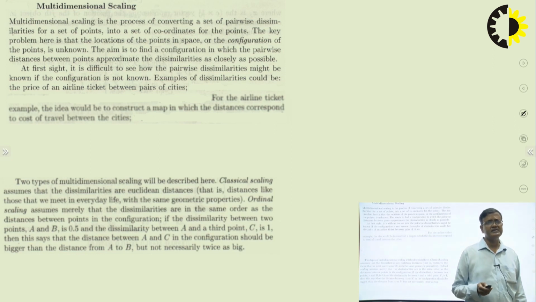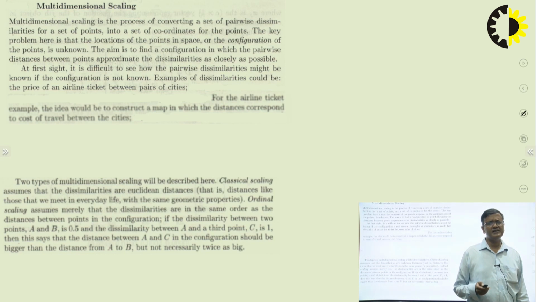The problem here is that the location of the points in space, or the configuration of the points, is unknown. So the aim is to find a configuration in which the pairwise distances between points approximate the dissimilarities as closely as possible.